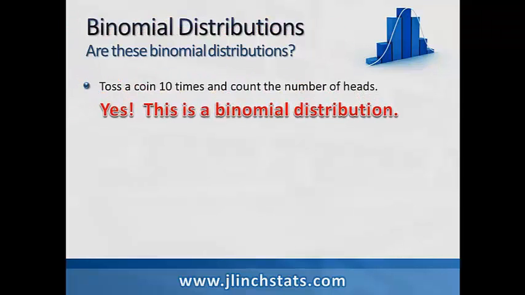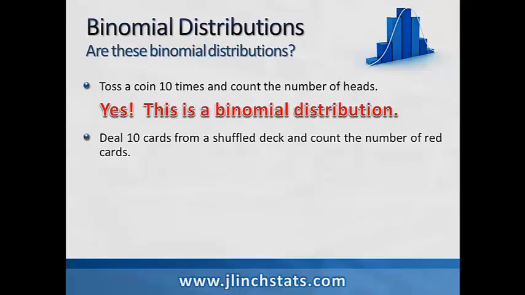Now, what about the next example? Suppose we deal 10 cards from a shuffled deck and count the number of red cards. Let's go ahead and go through the components that define a binomial distribution. Each trial results in one of two mutually exclusive outcomes. And that's certainly the case here. We're either going to get a red card or a black card. Do we have a fixed number of trials? Yes. We're dealing 10 cards. So we have 10 trials.